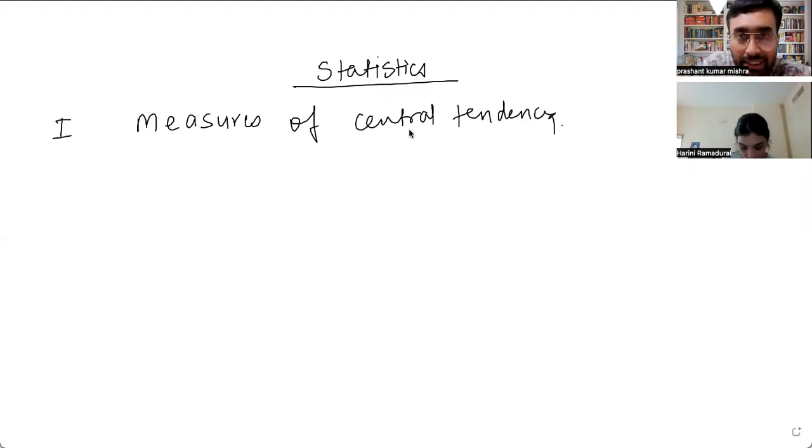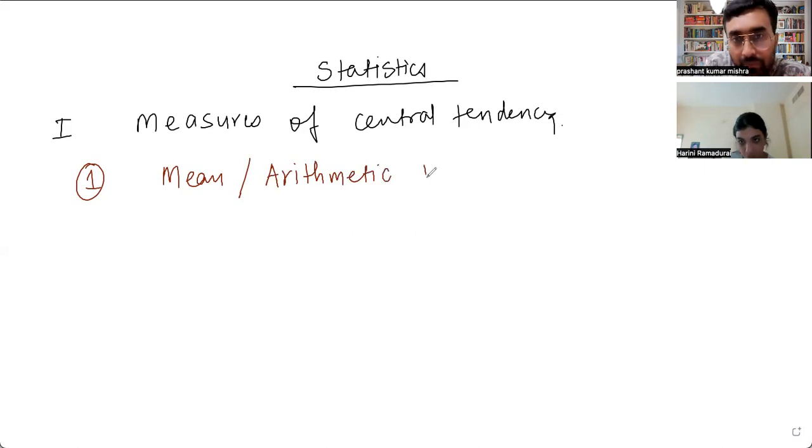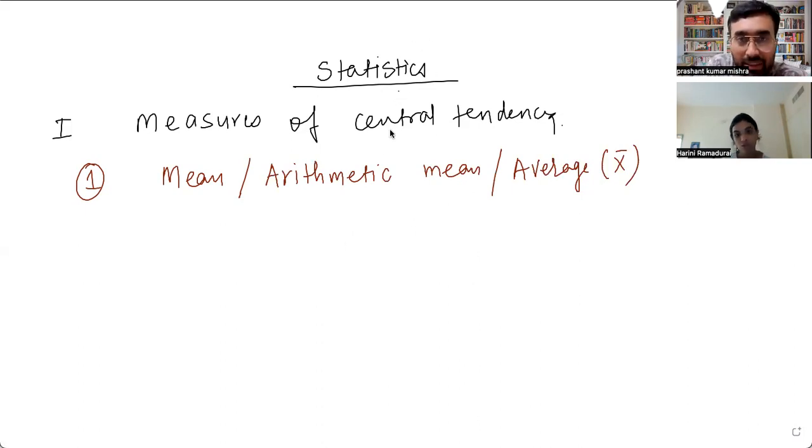Measures of central tendency consist of, first, the mean, or arithmetic mean. Arithmetic mean, or we say the average, and it is shown by X bar. Now, arithmetic mean can be categorized into two types. One is ungrouped.